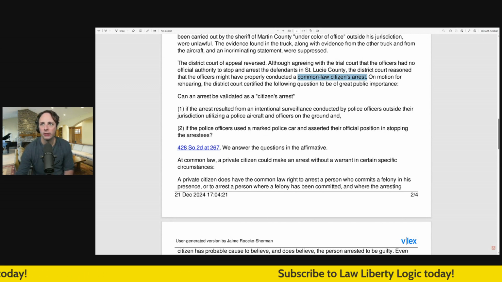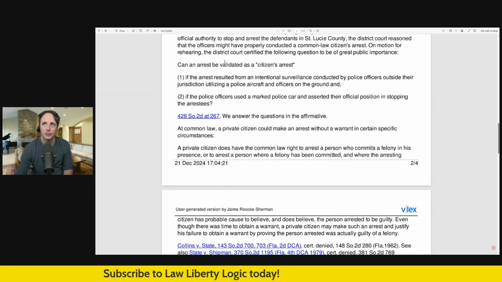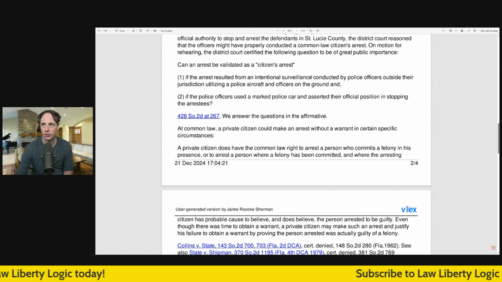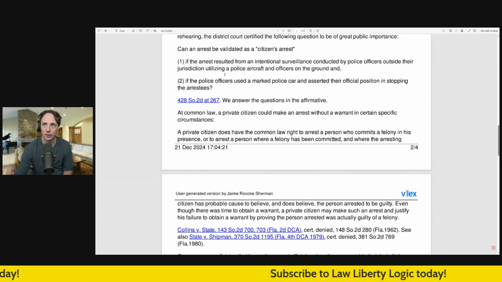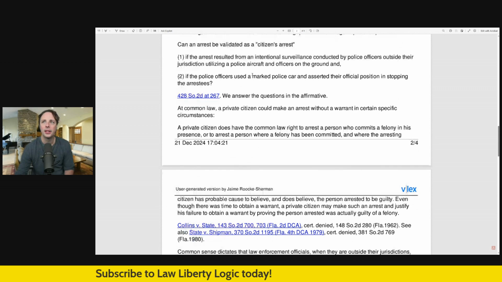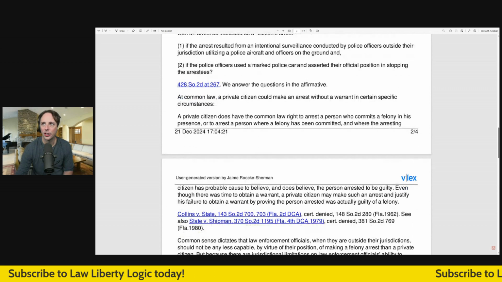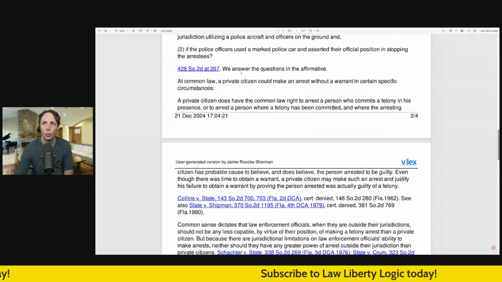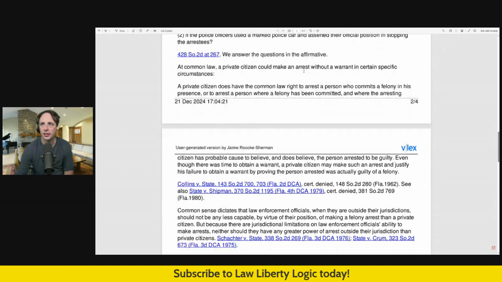On motion for rehearing, the district court certified the following question to be of great public importance. Can an arrest be validated as a citizen's arrest? One, if the arrest resulted from an intentional surveillance conducted by police officers outside the jurisdiction, utilizing a police aircraft and officers on the ground. And two, if the police officers used a marked police car and asserted their official position in stopping the arrestees. They say, we answer the question in the affirmative, that this is possible.